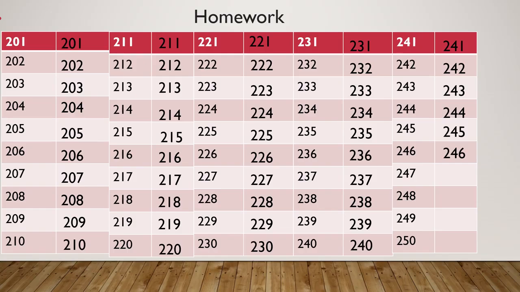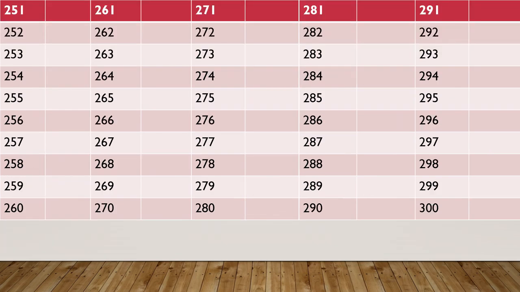Next is 247, then 247. Next is 248, then 248. Next is 249, then 249. Next is 250, then 250. Next row is 251, then I will write here 251.